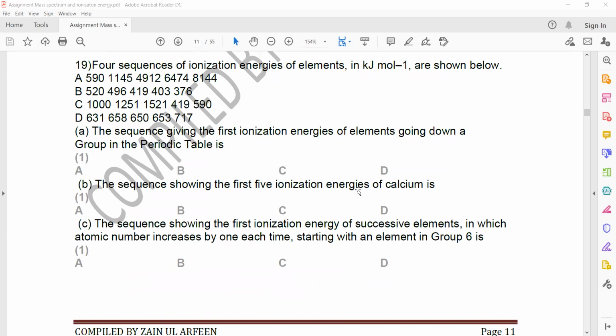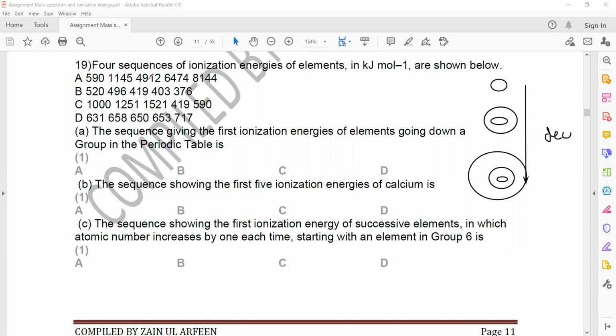Okay, question 19. In question 19, four sequences of ionization energy of an element are given. Which sequence gives the first ionization energy of elements going down the group? When we go down the group, the ionization energy should decrease because the size is increasing. The first element will have one shell, the second in that group two, then three, and so on. It should decrease, so you have to check these numbers.